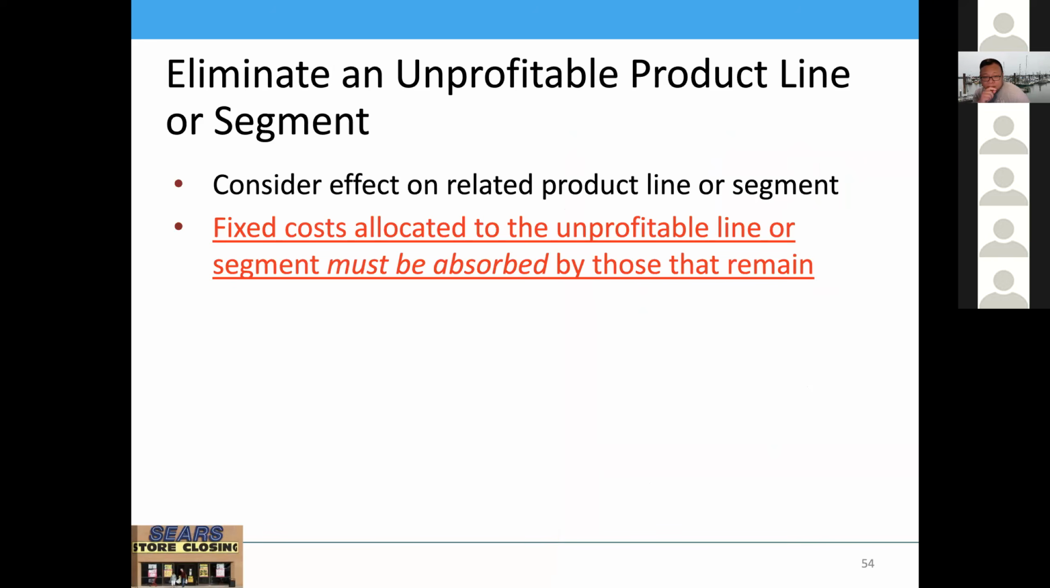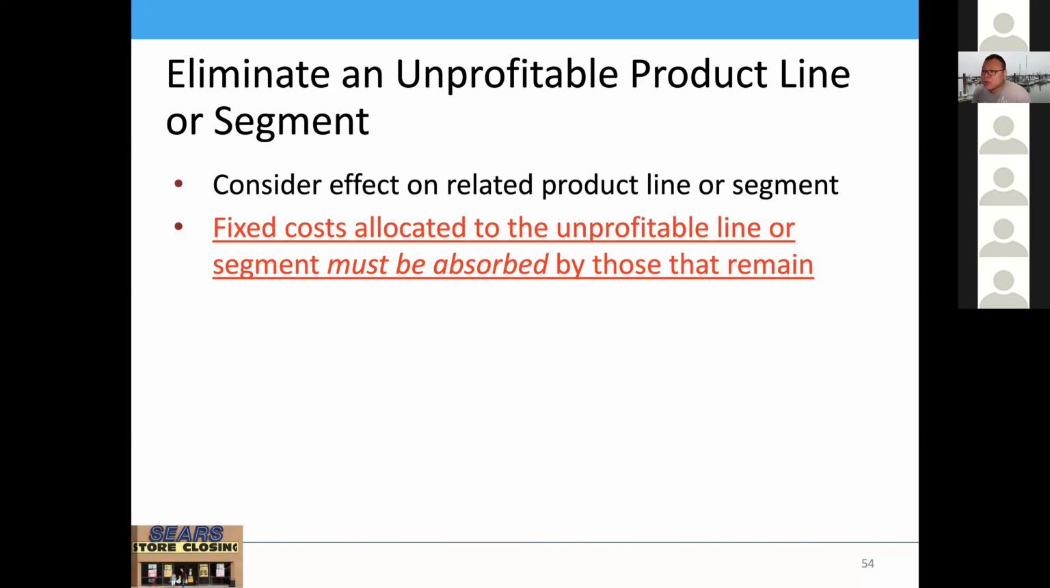Okay, so basically, you want to consider the effect on the related production line or segment, okay? Fixed cost allocated to the unprofitable line or segment must be absorbed by those that remain, okay? So remember that's $30,000 we allocated to that unprofitable math course, right? Because that fixed cost is not avoidable, right? You already signed a contract with the teacher, right? You are committed to pay her $60,000. Therefore, that fixed cost has to be absorbed by the other production lines that remain.